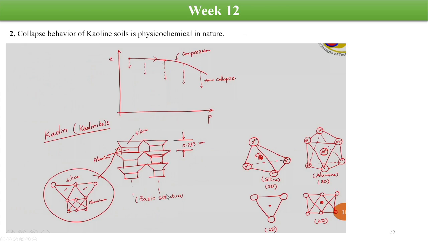And let's see the second question. The collapse behavior of kaolin soil is physiochemical in nature. So for the kaolin, the collapse behavior is basically physiochemical in nature, because it happens at the atomic level, right? So in that case it can be said that it is true that for the kaolin it is physiochemical in nature.